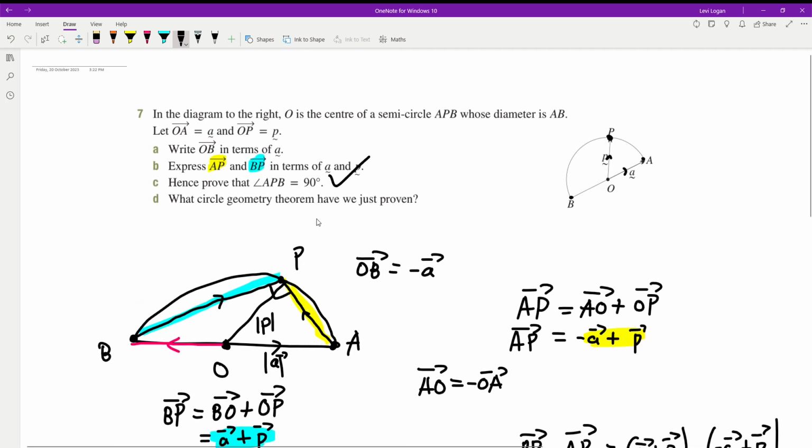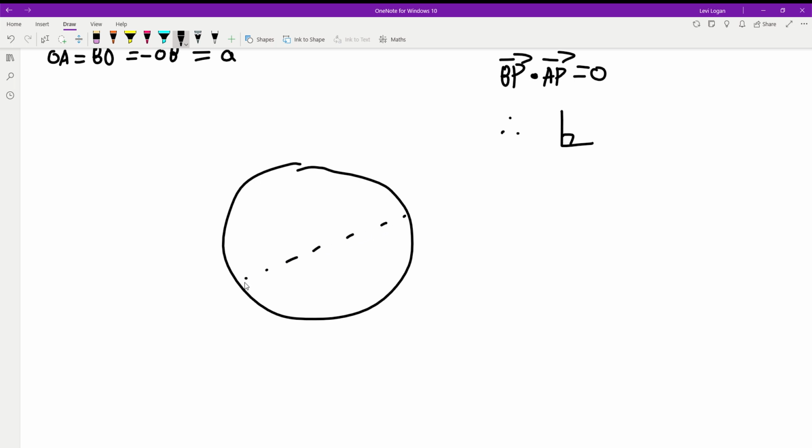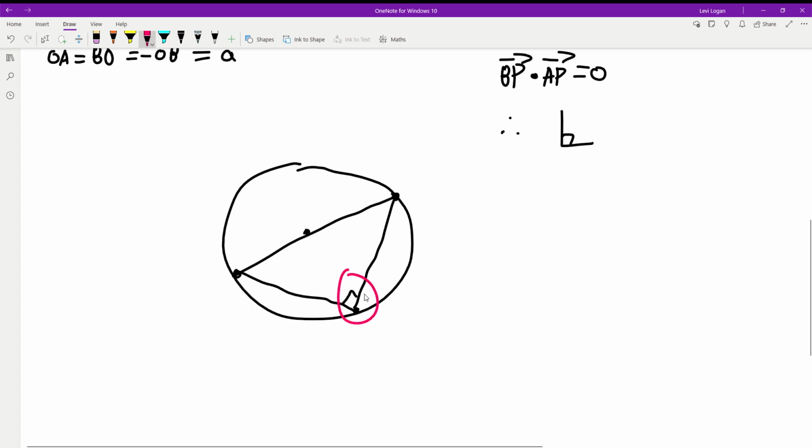And then what circle theorem have we proved? We've actually just proved this theorem. If you've got a full circle, that has to go through the center of the circle though. If you have a line going through the center, let's try and draw a center, and you have these 2 points and you connect it to a point here, this will always be 90 degrees no matter where you place this point. It could be here, and that triangle would be 90 degrees as well. So that's one of the circle theorems.